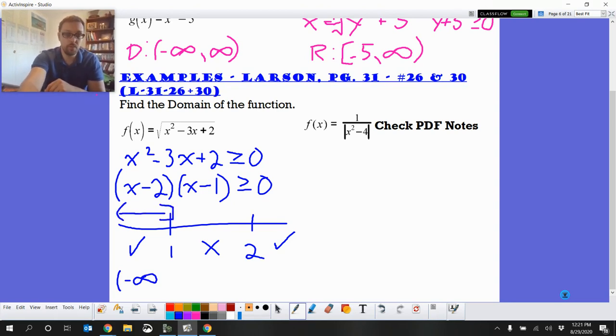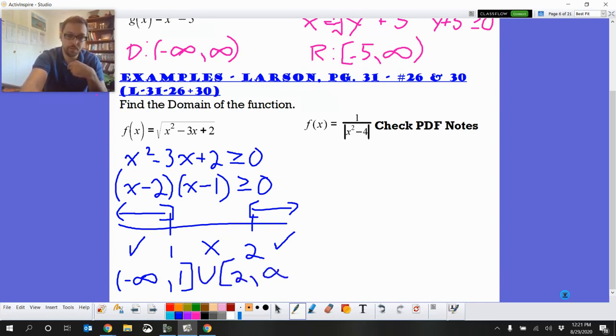That part is good. We have a gap in the middle, and then we continue here. So negative infinity to 1, bracket. I use a bracket because I have an equal to right here. Union, bracket, to infinity. Done. If you'd like to see an additional example of this worked out, I'll be doing this one in the PDF notes.